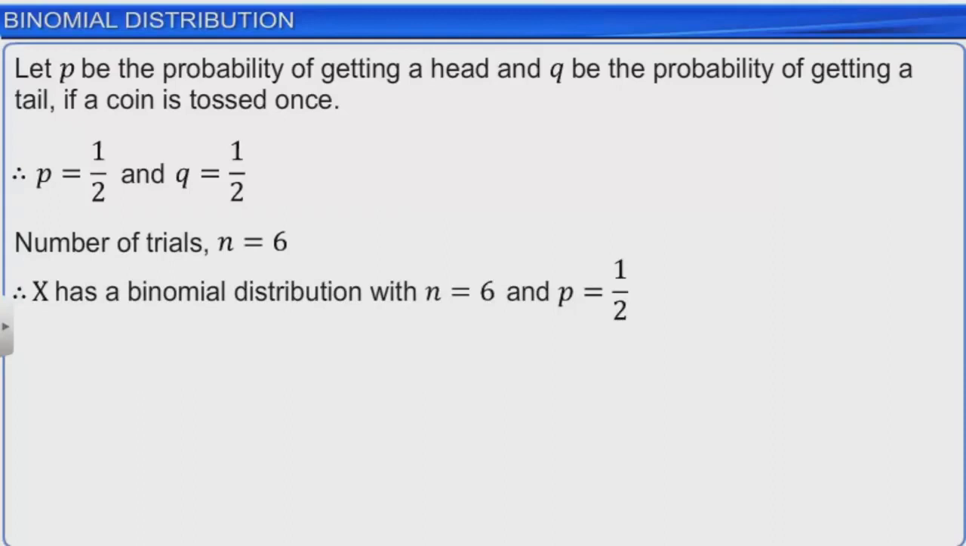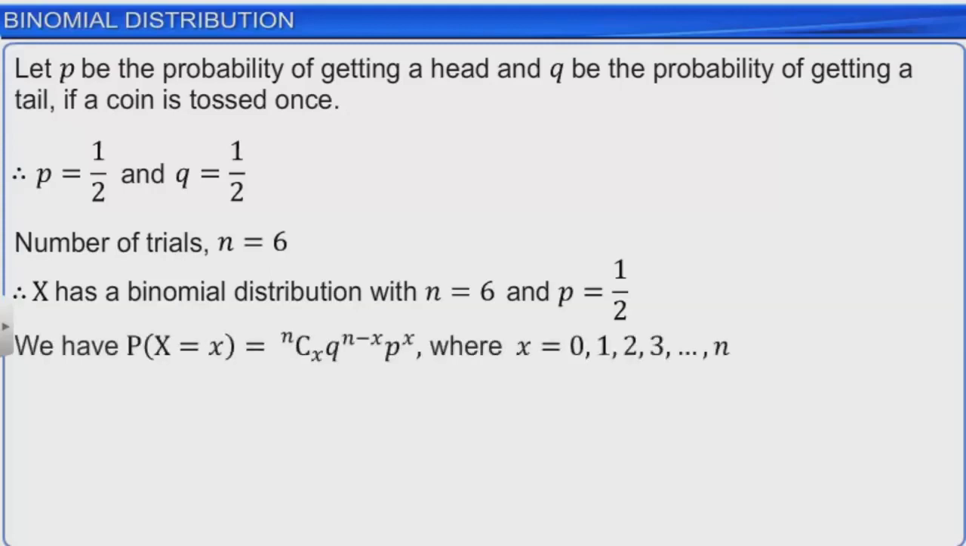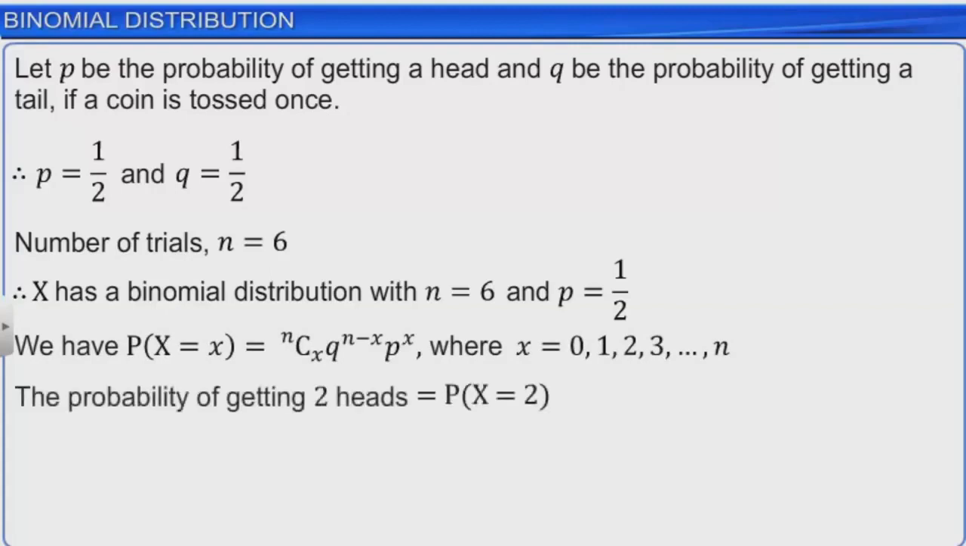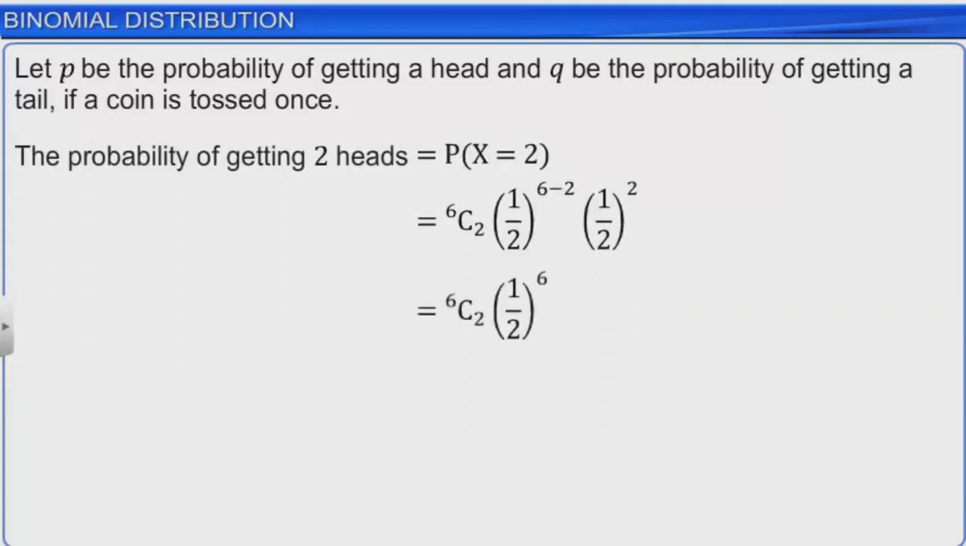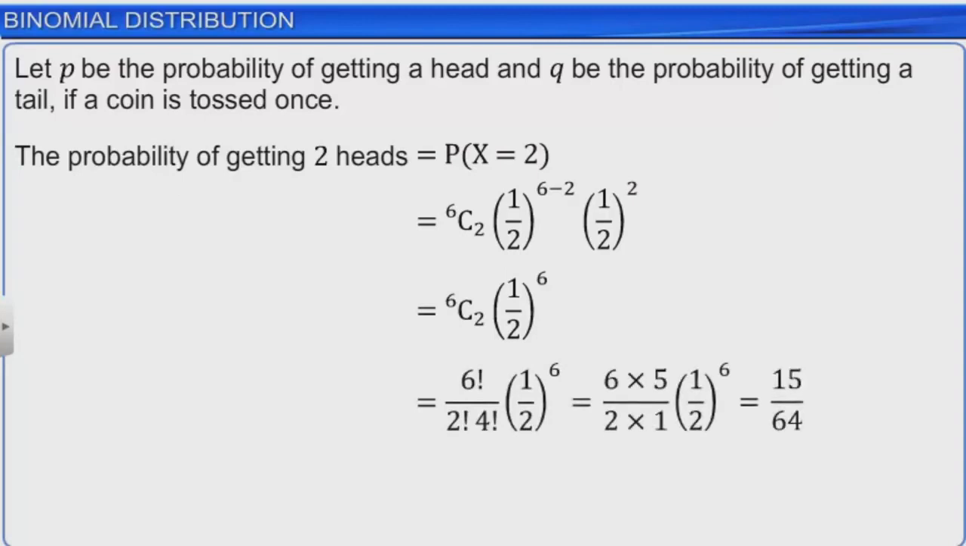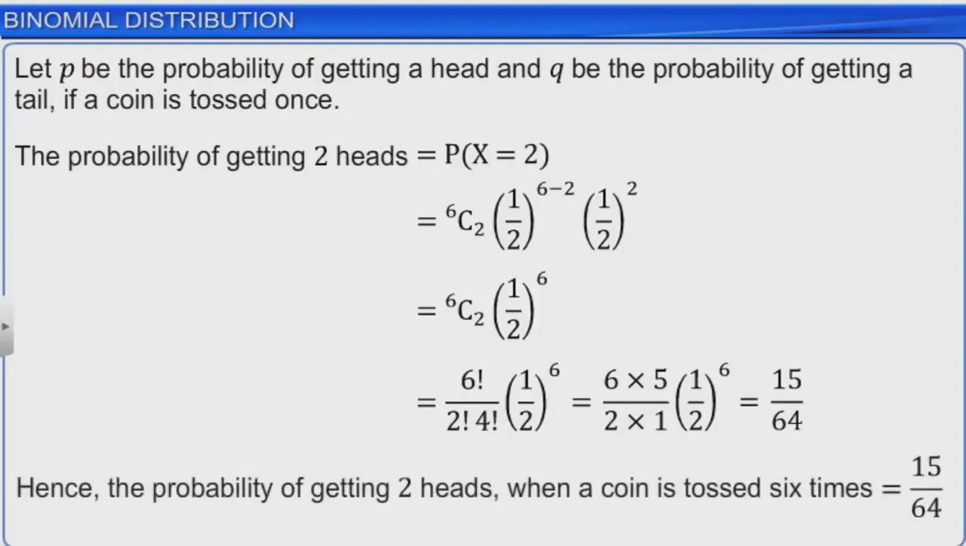The probability that X is equal to x is given by the formula here. Thus, the probability of getting 2 heads, or the probability that X can take the value 2, is equal to 6C2 into half raised to the power 6 minus 2 into half squared. This is equal to 6C2 into half raised to the power 6. On simplification, we get 15 divided by 64. Hence, the probability of getting 2 heads when a coin is tossed 6 times is 15/64.